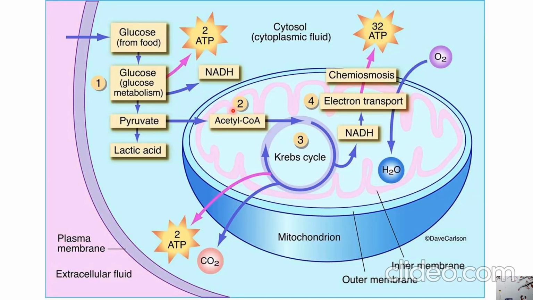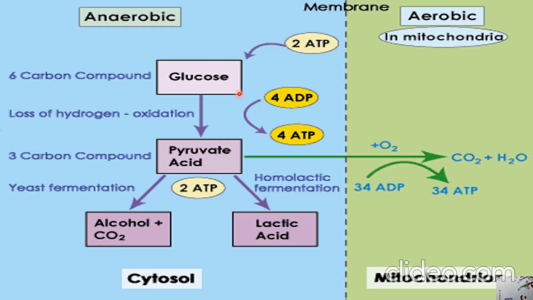So these are the basic steps of what happens. At first glycolysis happens, then the Krebs cycle, and then the electron transport chain will happen. So these are the differences between aerobic and anaerobic processes.